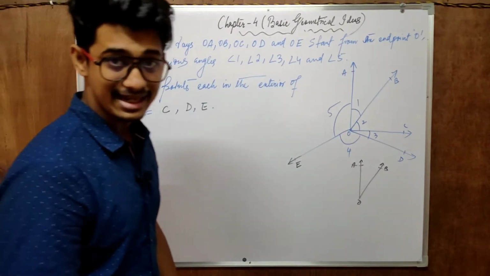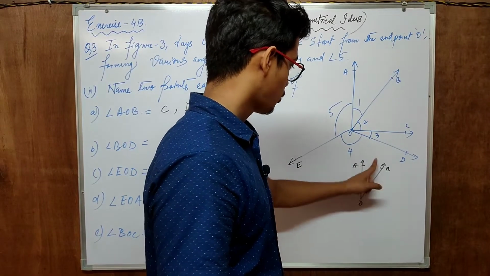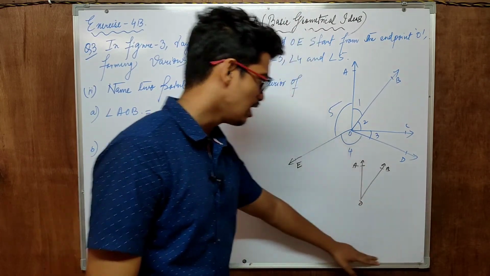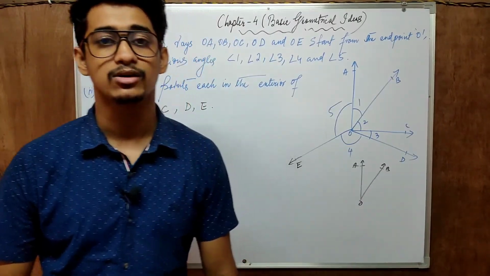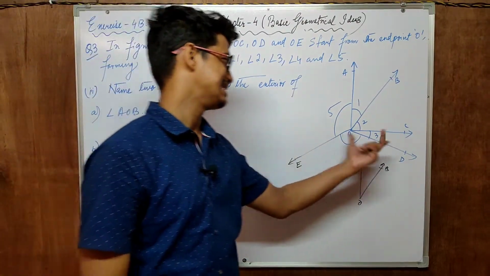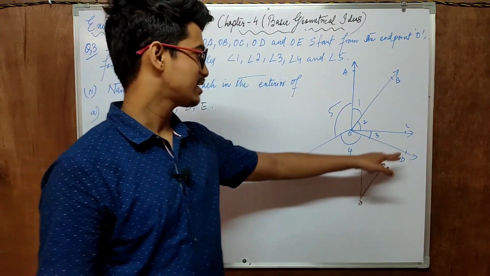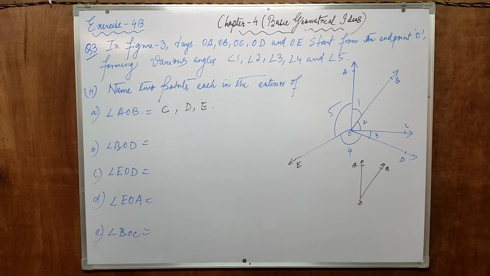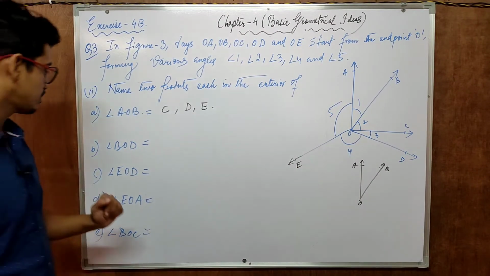So what exactly I did is, there is a portion which is the interior of angle AOB. Outside it, whatever the points are, they are called exterior points. So we can easily observe by looking at the figure that C, D and E are the exterior points of angle AOB. After that, let's find angle BOD.